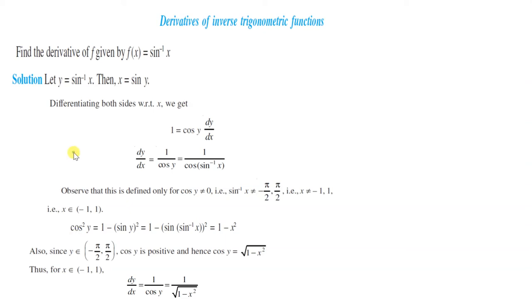Let us do another one. Find the derivative of f(x) equal to tan inverse x. Again, let it be y. Then from here we can write x equal to tan y. Then differentiate both sides with respect to x. Then the differentiation of x is 1. And here we will use the chain rule to differentiate it.